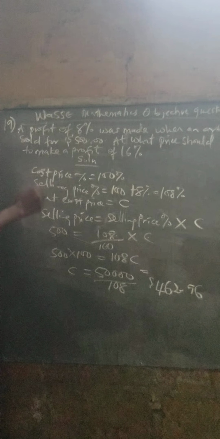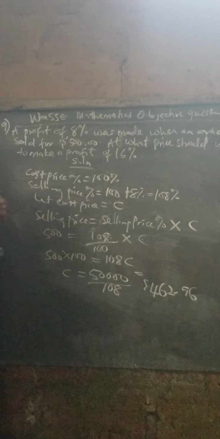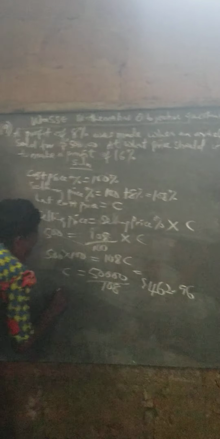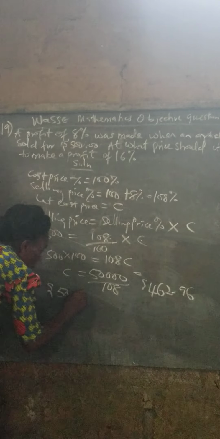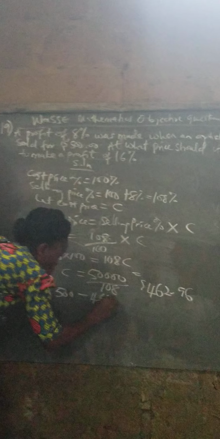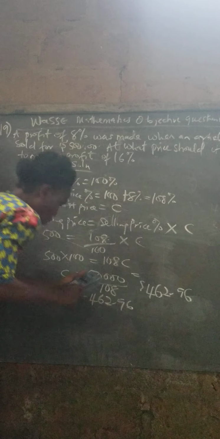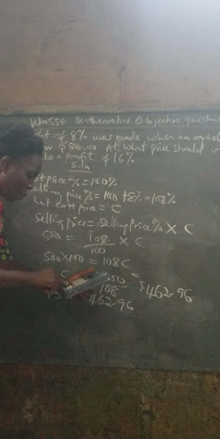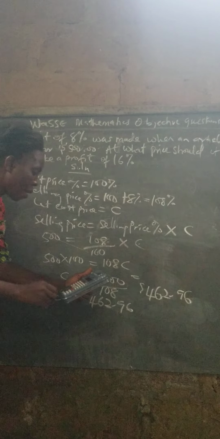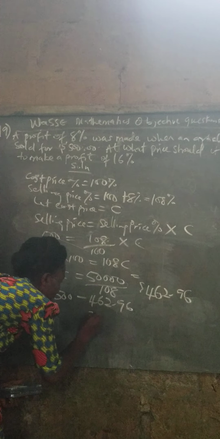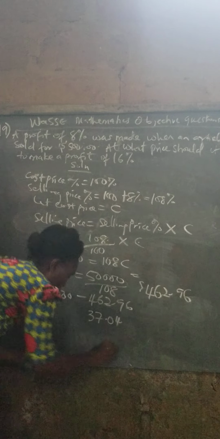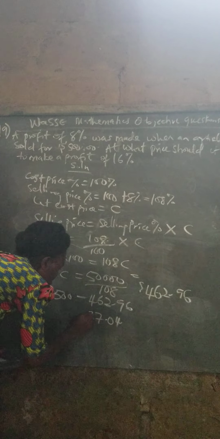Now what's the actual profit? It is simply $500 minus 462.96. If I subtract this, I will have 37.04. Okay, 37.04 what? Dollars.